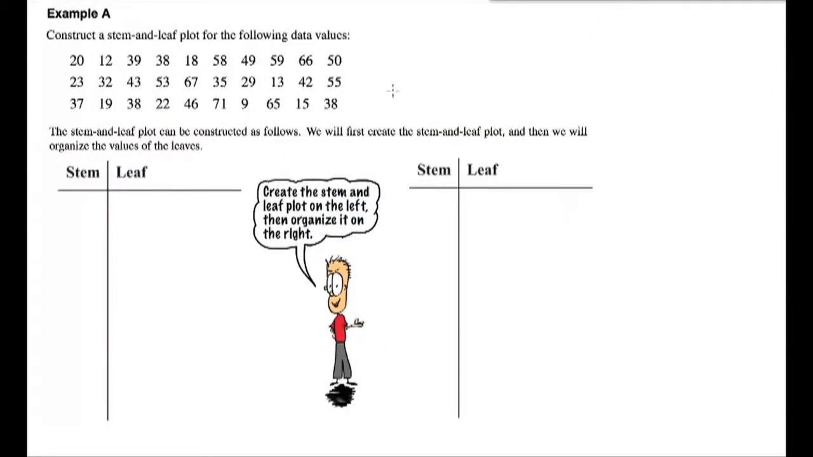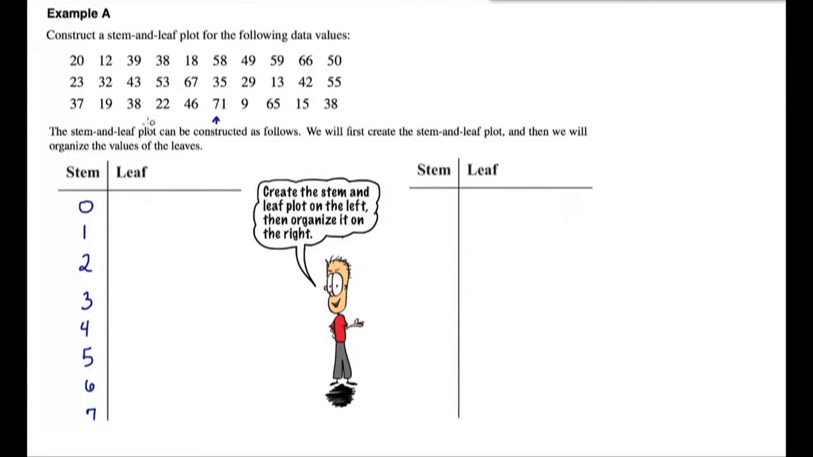Okay, so let's look at example A. We have a set of data here, and we're going to construct a stem and leaf plot for the data values. I can see that my lowest data is 9 and my highest is 71. So the stem is going to be values from 0 to 7, and the leaves are going to be the values within each one of those stems.